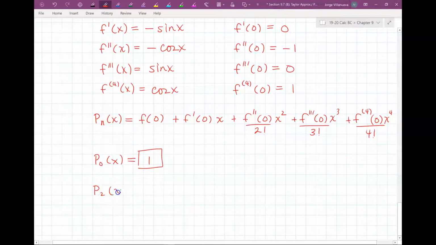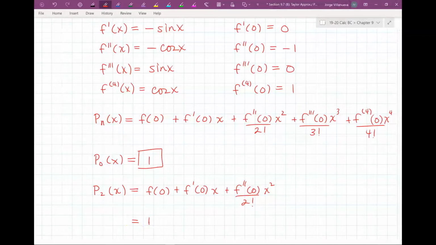2nd degree. Well, that would have to be f of 0 plus f prime of 0 x plus f double prime of 0 x squared over 2 factorial. So f of 0 is 1. What's f prime of 0? 0 times x is 0, so I don't need to write it. That's why they didn't make us do a 1st degree, because there is none. Okay? And then we go to the 2nd one.